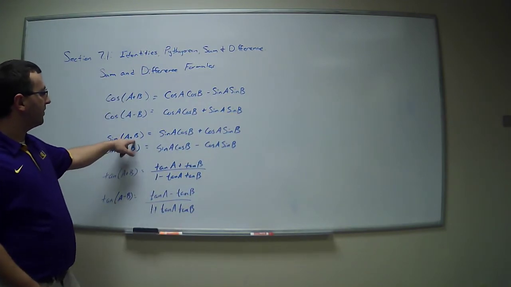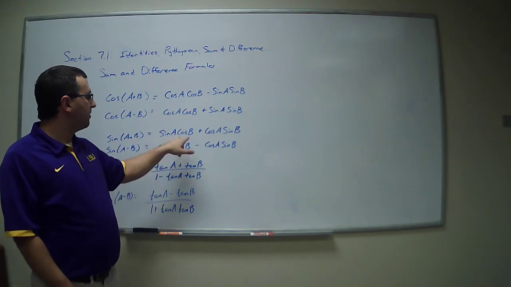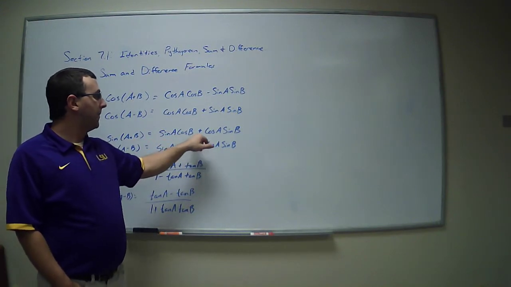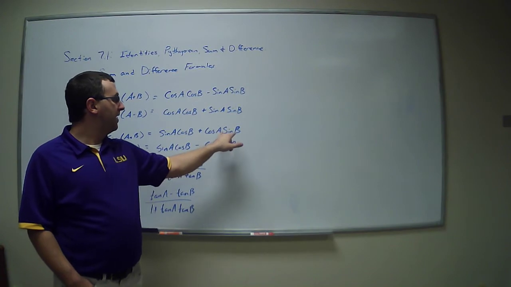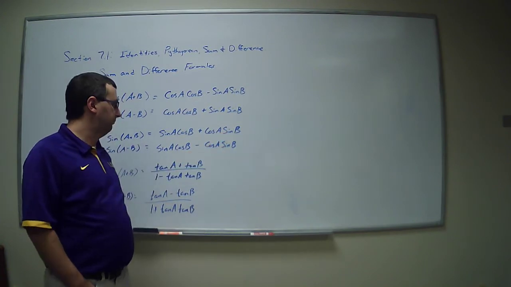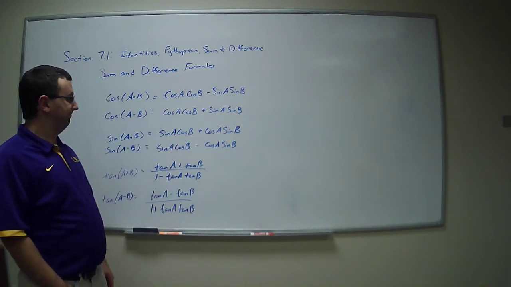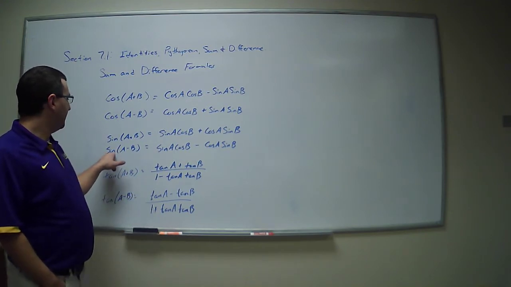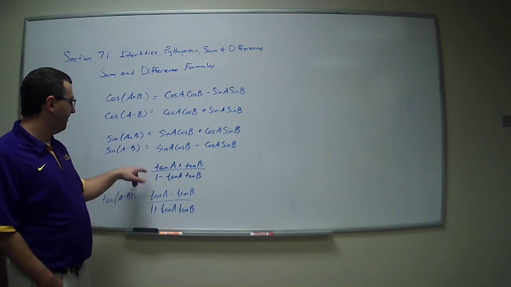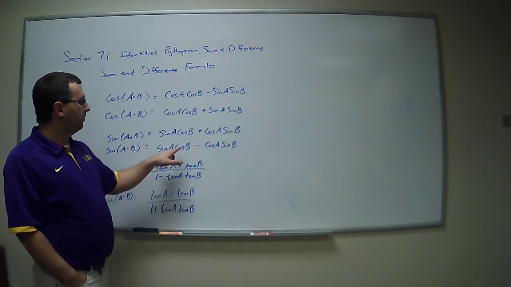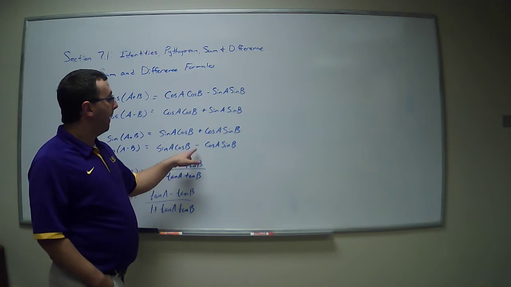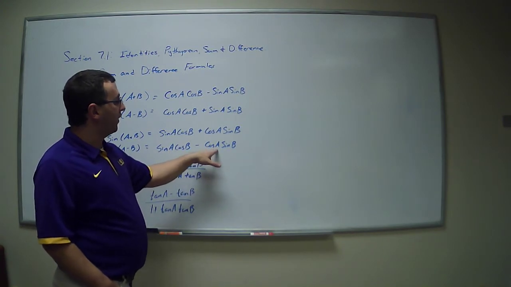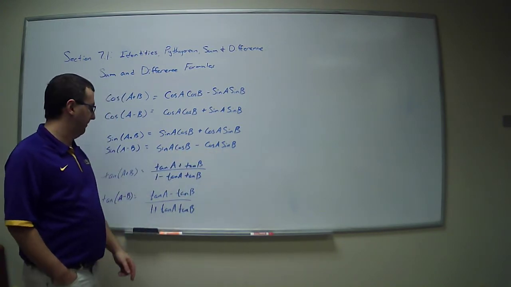Sine of two angles added together is sine of your first times cosine of your second plus cosine of your first times the sine of your second. Very easy to get mixed up in there. And then sine of your two angles subtracted is sine of your first angle times cosine of your second minus cosine of your first times sine of your second.